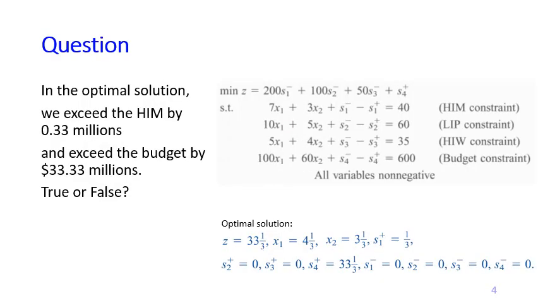Now, given the formulation, the modified problem, and the optimal solution for that formulation, there is a statement saying that in the optimal solution, we exceed the HIM, high income men, by 0.33 millions, and we also exceed the budget by 33.33 millions. Is this statement true or false? I will give you the answer after the pause on the video.